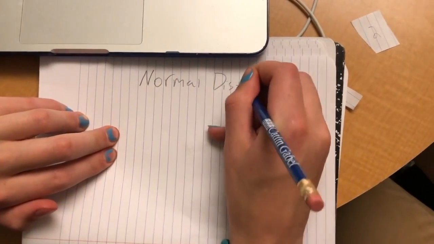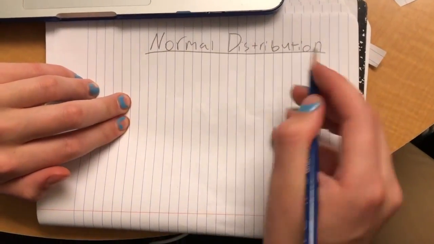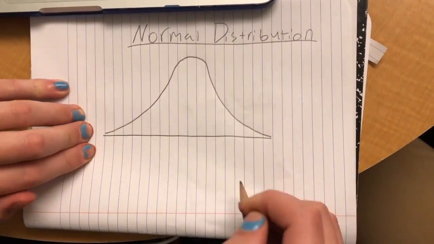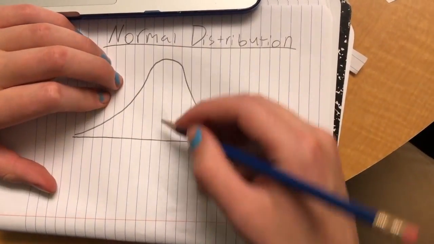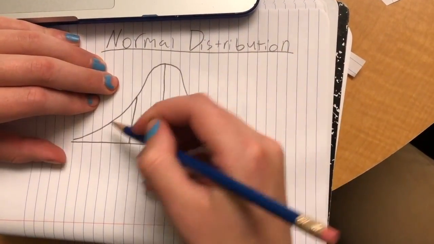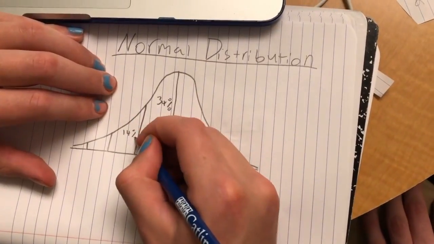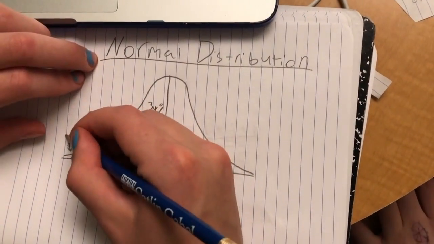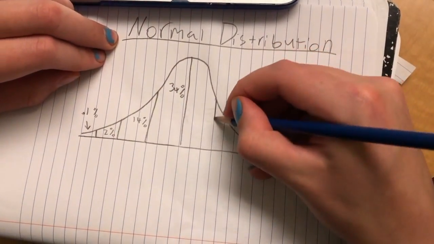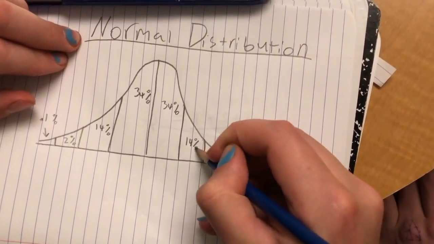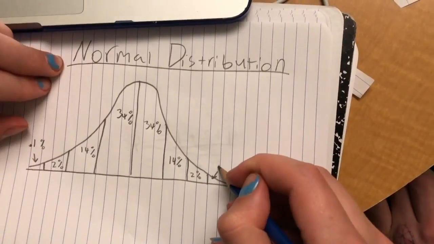Normal distribution, also known as a bell curve, is a normal set of data. Now, what makes the data normal is its distribution. About 68% of the data lies within one standard deviation of the mean. 95.4% of the data lies within two standard deviations of the mean. 99.6% of the data lies within three standard deviations of the mean, and the rest lies within four.